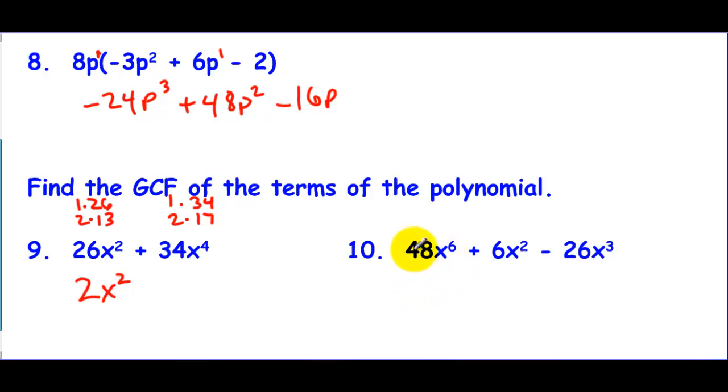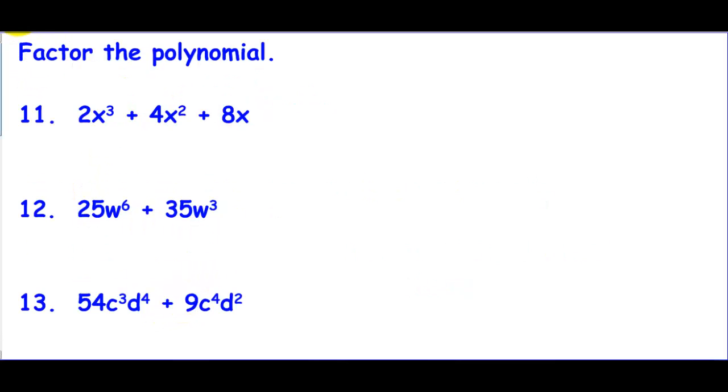Problem number 10. I'm going to say, well, it looks like 48, 6, and 26. Those only have a 2 in common. I don't see anything larger, and you can go through and make a list for all of these to determine that. And I would say that the largest exponent is 2, so I'm going to say since they all have x's in common, I can take away just 2. And these ones actually had the same GCF. That was just a coincidence. That won't always happen.